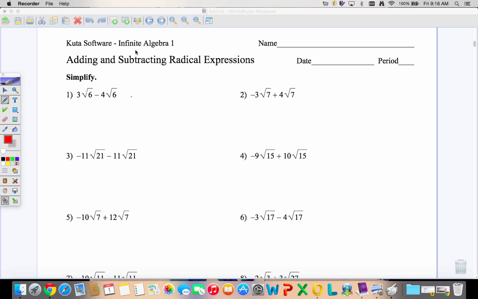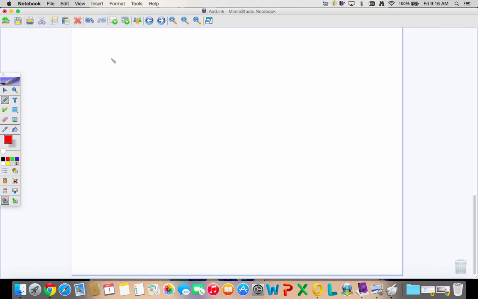Alright, so I'm going to go over how to add and subtract your radicals. We already simplified and we multiplied, so today we're going to add and subtract. You should have this worksheet. I'm going to do a couple of these problems with you, so make sure you write them down. Before I do that though, I'm going to go ahead and explain something to help you out.